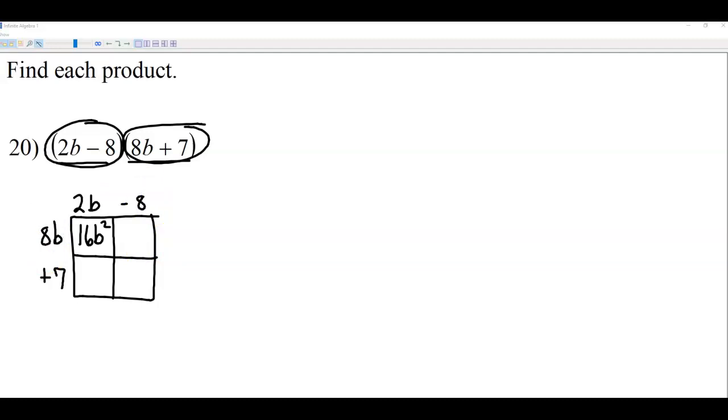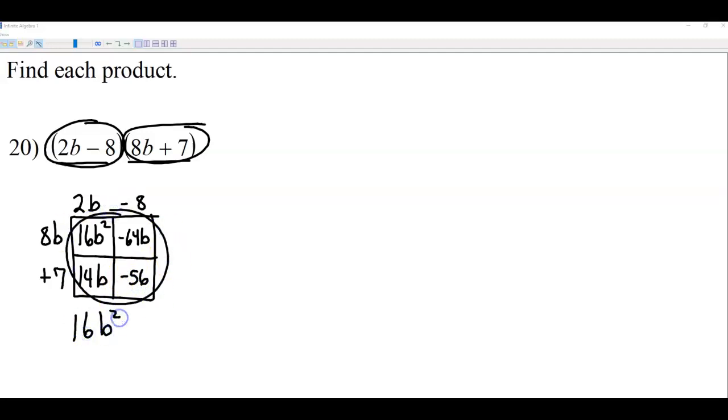To get this box, I multiply this number to the left and this number above it. So 8 times negative 8 is negative 64, and the b just stays there because there's nothing for it to combine with. To get this one, we multiply the 7 and the 2b. 7 times 2 is 14, and once again, there's just going to be one b there. And our last box is filled in by multiplying these two numbers, and that is simply negative 56. So these four things are the result of the multiplication.